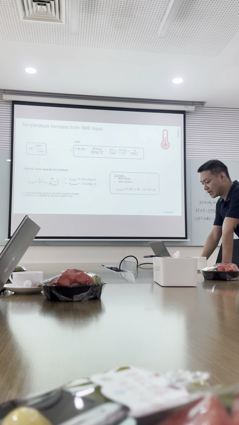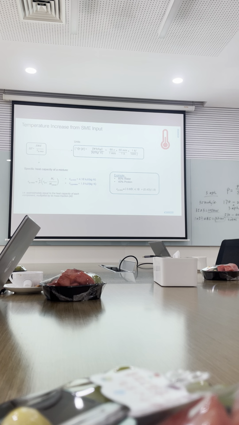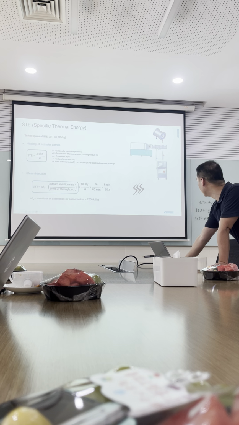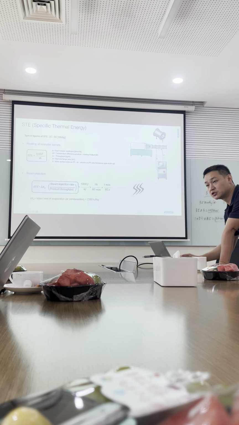And this is the SME and also STE. STE means thermal energy. We just mentioned that there are 2 ways for thermal energy: one is from the conditioner and one is from specific mechanical energy that we are converting into thermal energy. But except this, we can also input some thermal energy into the extruder barrel or jacket, and that's why we need to have some steam or cooling water to increase or reduce the thermal energy.